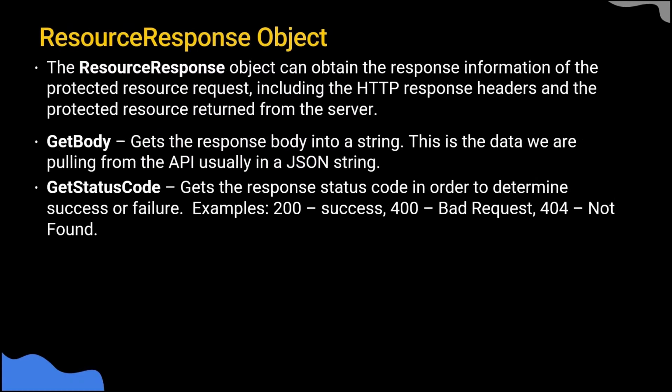Now let's move on to the resource response object. The resource response object can obtain the response information of the protected resource request, including the HTTP response headers and the protected resource returned from the server. The getBody function gets the response body into a string. This is the data we are pulling from the API, usually in a JSON string. And then getStatusCode gets the response status code, so we can test for failure and success, and then take action based upon that, go further in the code, or give the user a message indicating that something has gone wrong. So 200 is usually success, 400 is a bad request, and 404 means not found.